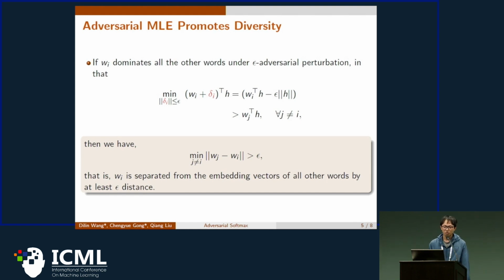It has been widely observed that promoting diversity in word embeddings could lead to better generalization performance in language modeling, and our method could be seen as a way to promote diversity implicitly, but with theoretical guarantees.